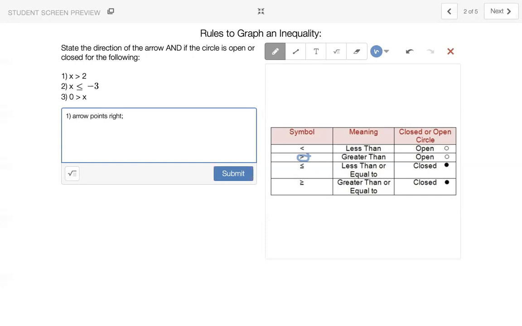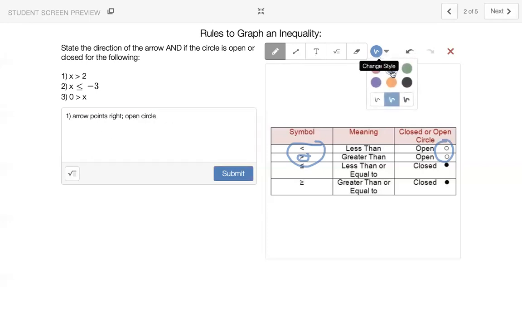And then we want to know, once we make that circle over the number 2, are we going to make it a closed circle or an open circle? And so you can see on the chart here that our less than and our greater than symbols here are open. And that's because they're not underlined. They're not including that number. It's not equal to. So this is going to be pointing to the right, and we're going to have an open circle.